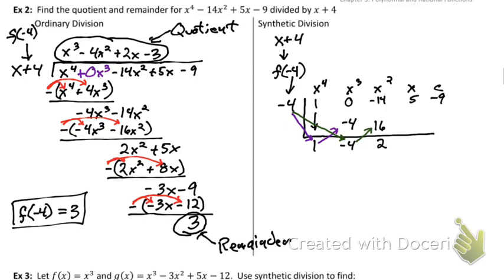Then we're going to take that negative 4, we're going to multiply that by that 2, and put whatever we get out there. Well, negative 4 times 2 is a negative 8. 5 minus 8 equals a negative 3.